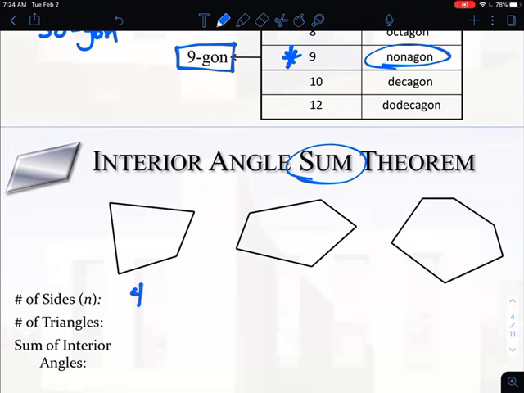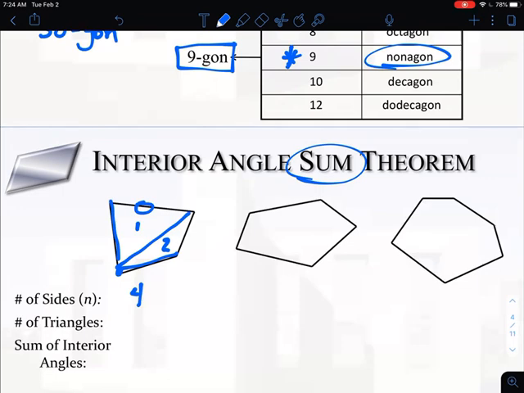And so as we look at this, we're going to build this formula. For this first object, we have 4 sides. We can count the 1, 2, 3, 4 sides. And with that, we're going to talk about joining diagonals. We're going to create triangles out of this polygon because we know what triangles add up to. It's 180. So if I take this corner here and connect it to all three other corners, notice how we create a triangle here and a triangle here.